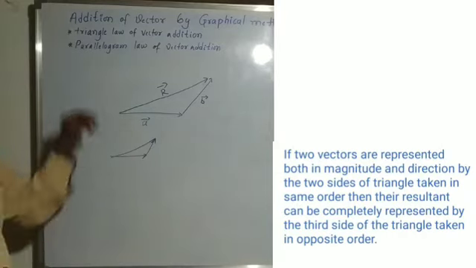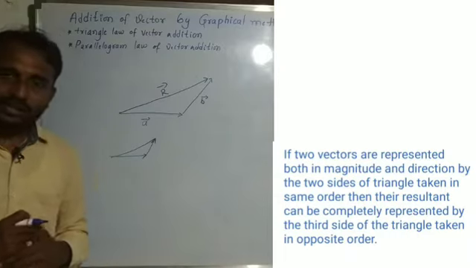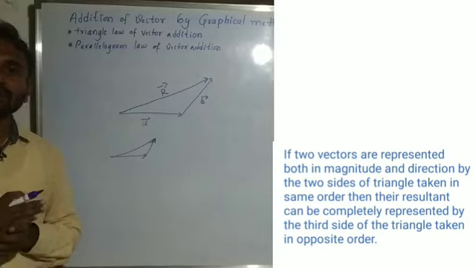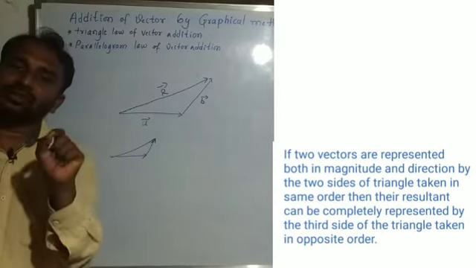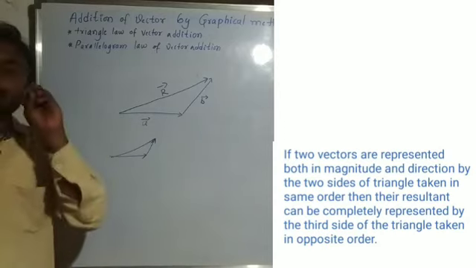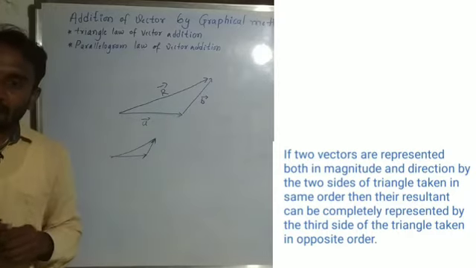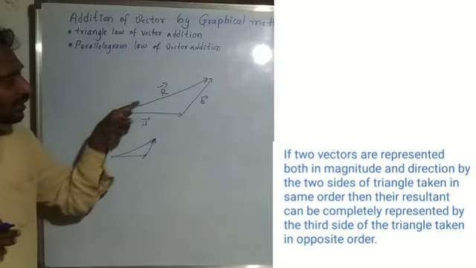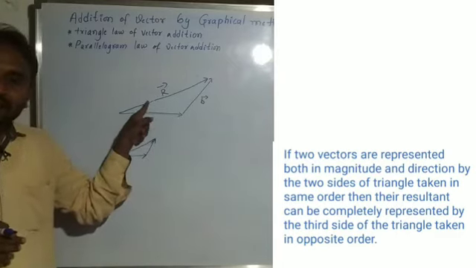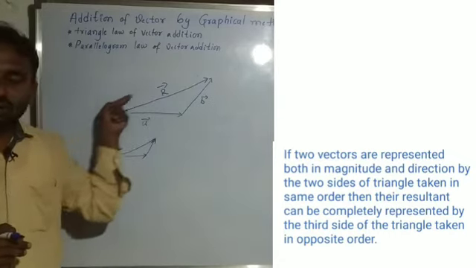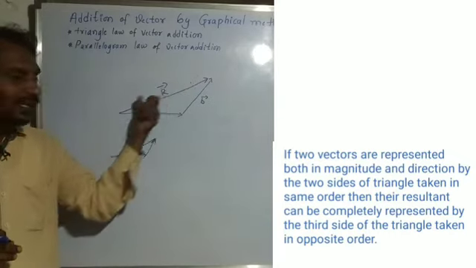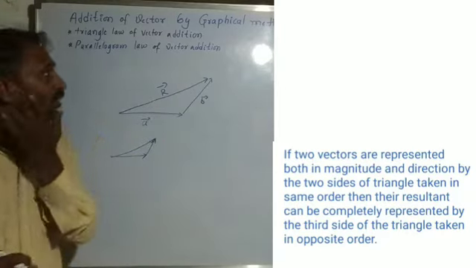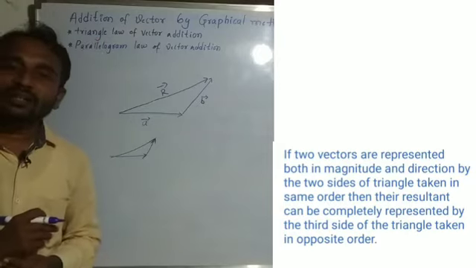So the triangle law of vector addition: if two vectors represent both magnitude and direction of two sides of a triangle in the same order, then their resultant represents the third side of the triangle in the opposite order. This is the triangle law of vector addition.